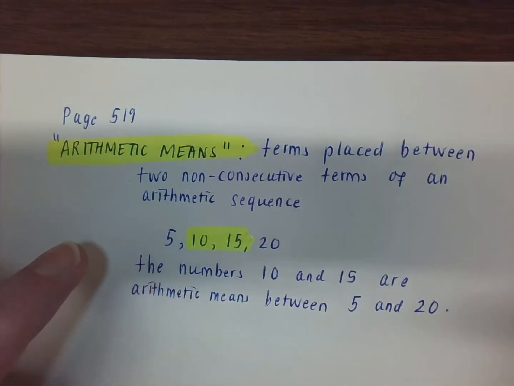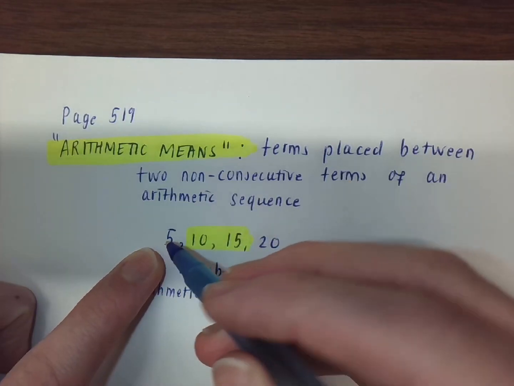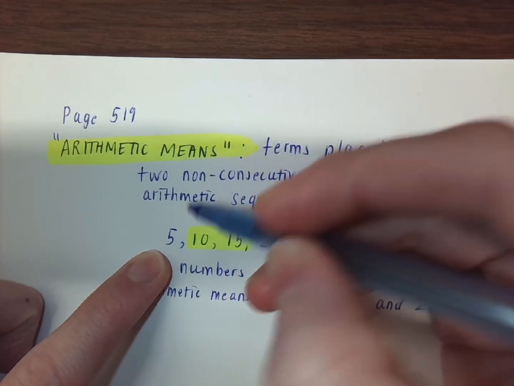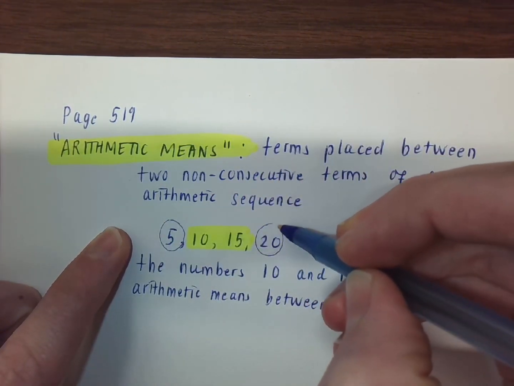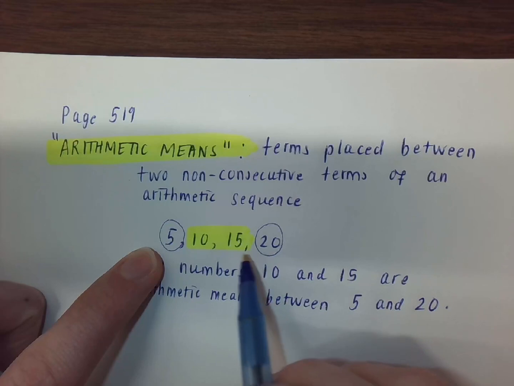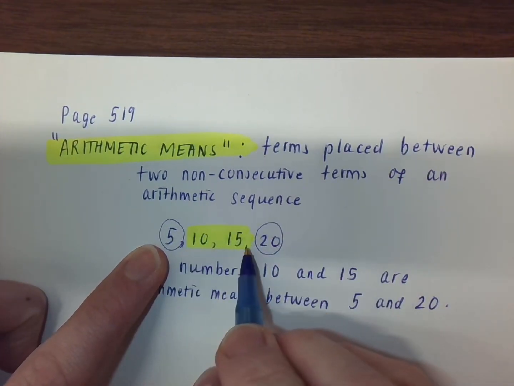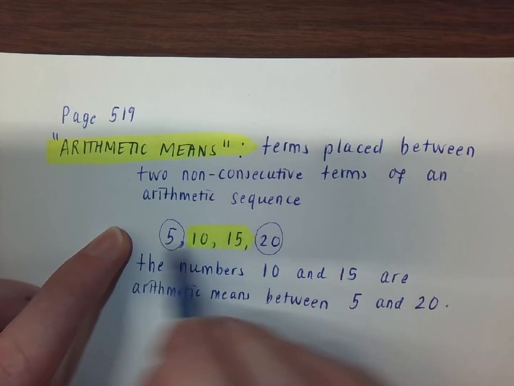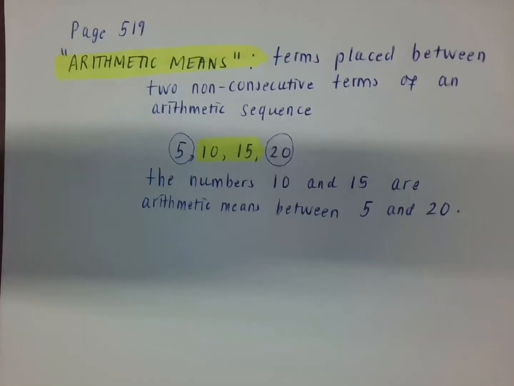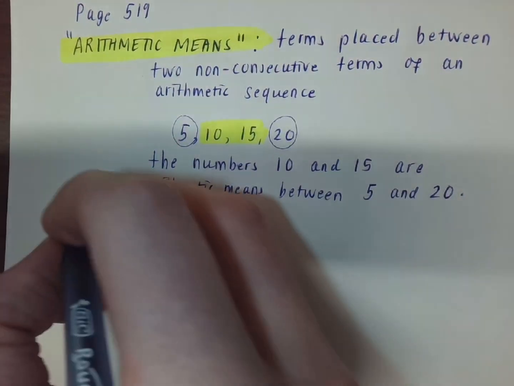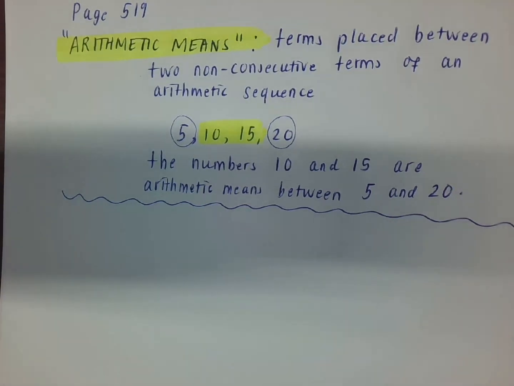Because 5 and 20 are two non-consecutive terms, and consecutive means one coming right after the other, 5 and 20 are not consecutive. They're a few terms apart, but there are terms in the in-between spot, and these are called the arithmetic means.